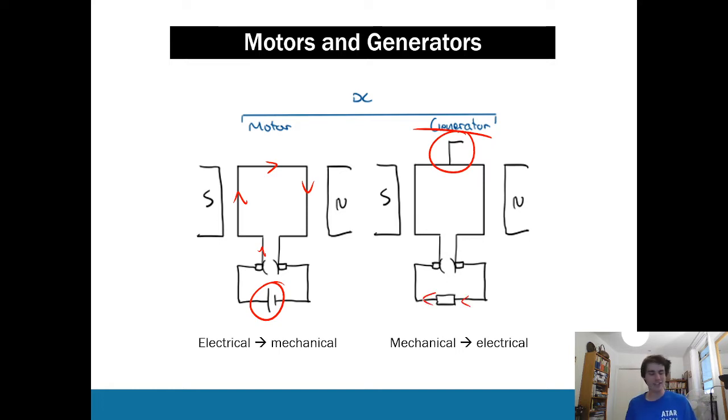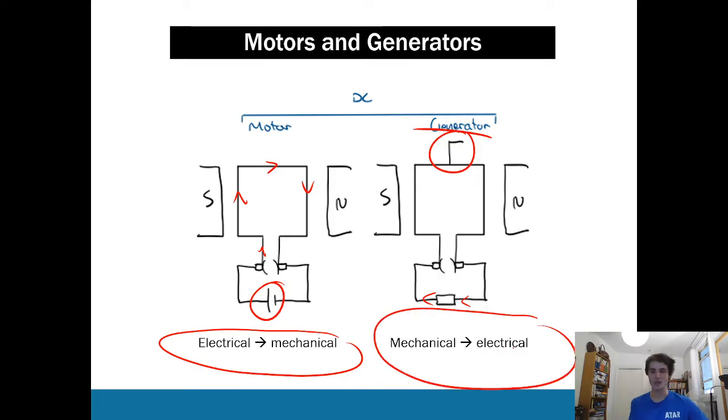I like to think of it in terms of the change in energy, right? A motor changes electrical energy into mechanical energy, whereas a generator turns mechanical energy into electrical energy. Just one last quick note on generators.